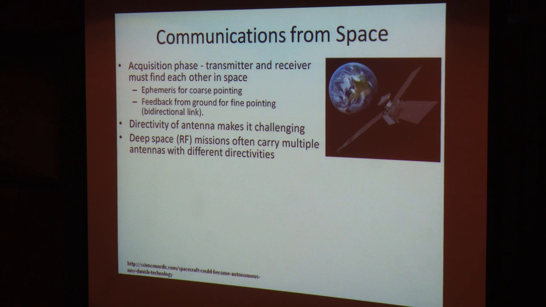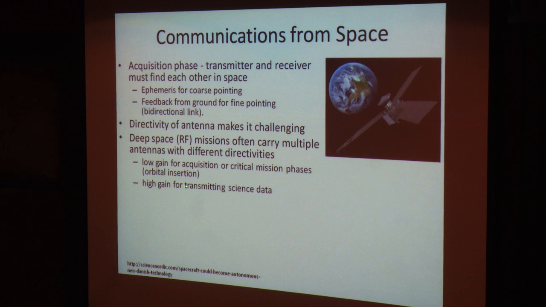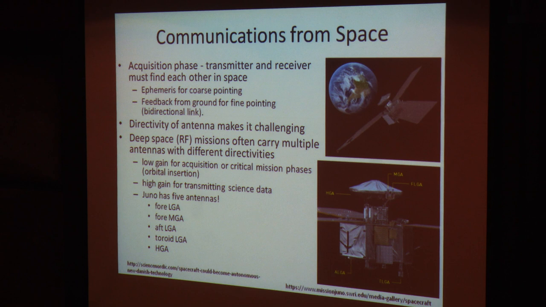And sometimes we want to have antennas that are emitting in multiple directions to make it easier just for the sake of acquiring the signal. So low gain antennas are sometimes used for acquisition and critical mission phases like orbital insertion, and then once we acquire signals, we use high gain antennas to transmit the scientific data down. A good example is Juno, which ends up with 5 antennas.